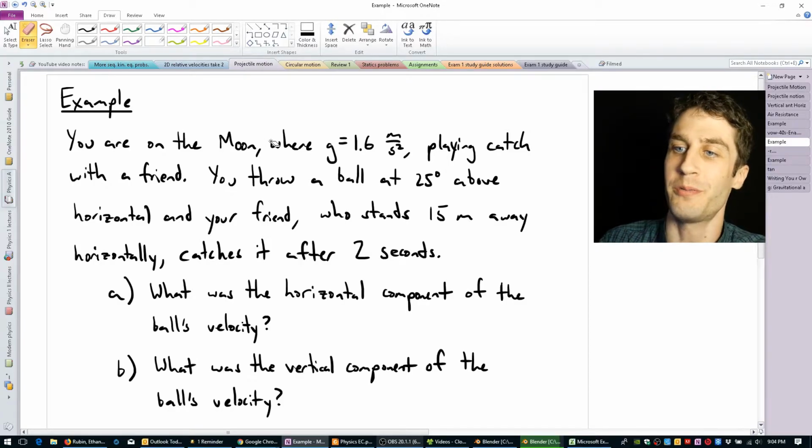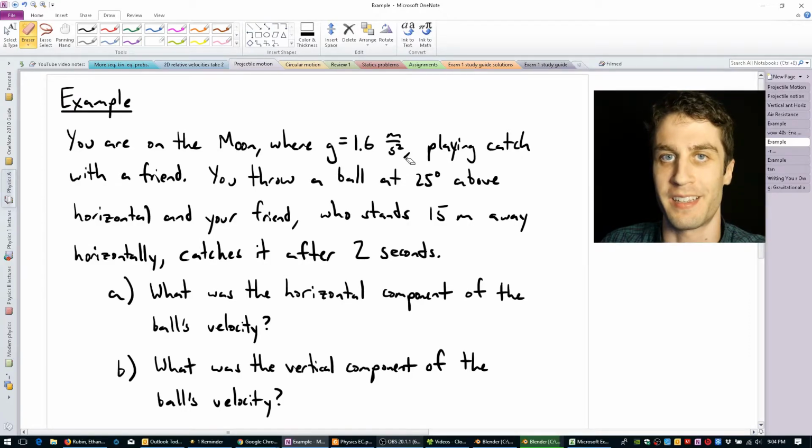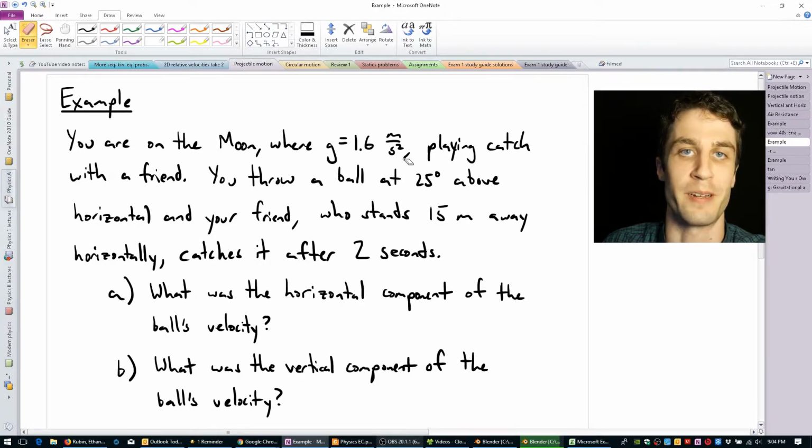Alright, example 2. You are on the moon where g = 1.6 meters per second squared. I don't want you thinking that there's anything special about 9.8 meters per second squared. It's just special to Earth. So here's a problem that takes place on the moon where g is 1.6 meters per second squared. And you're playing catch with a friend.